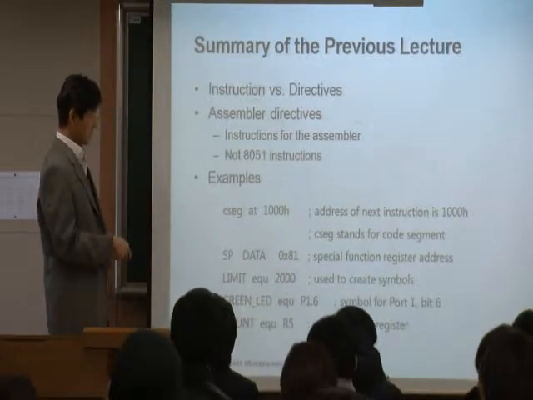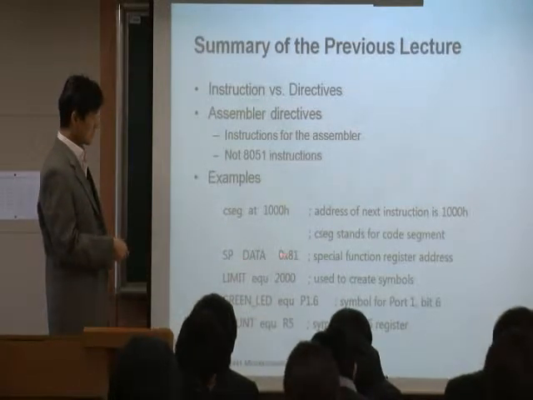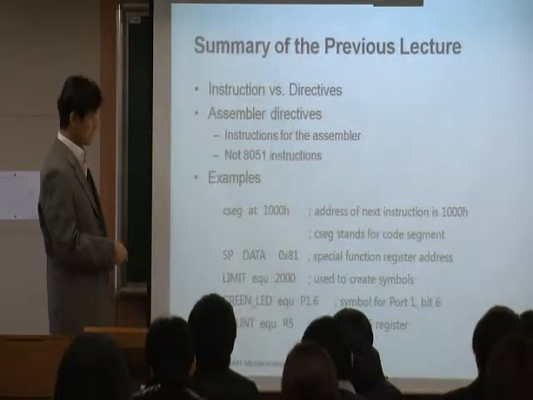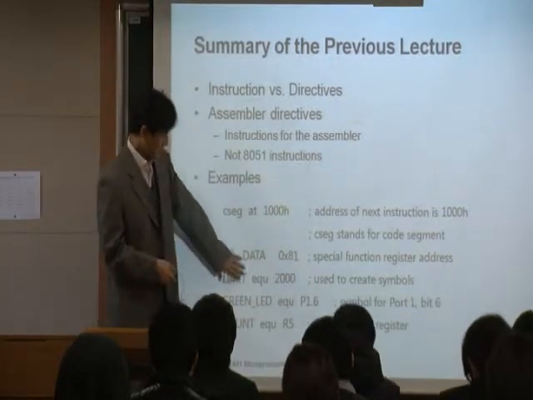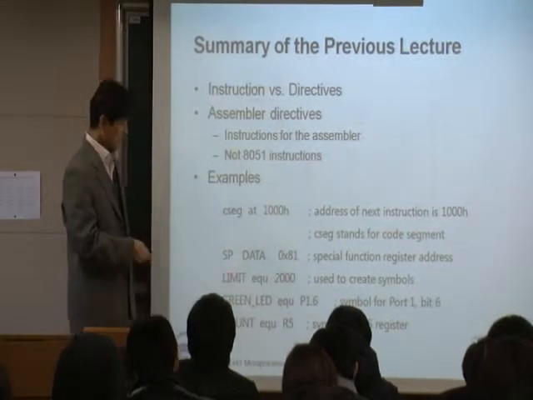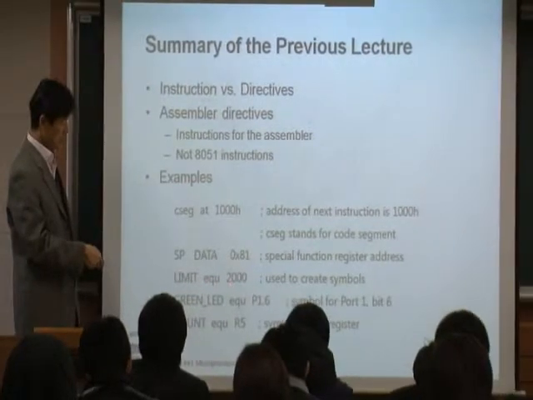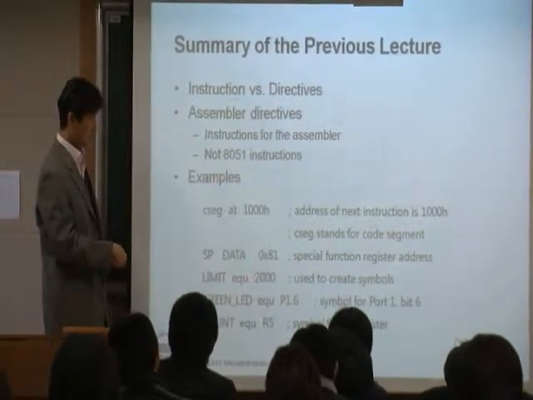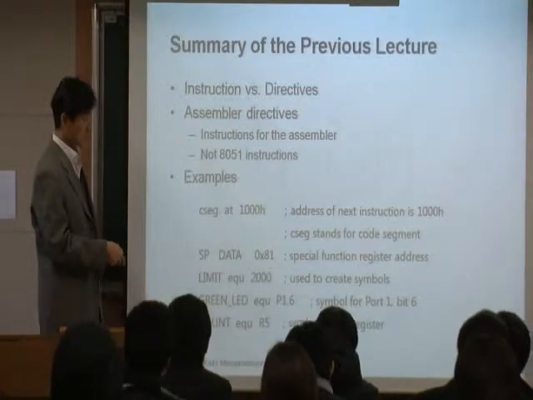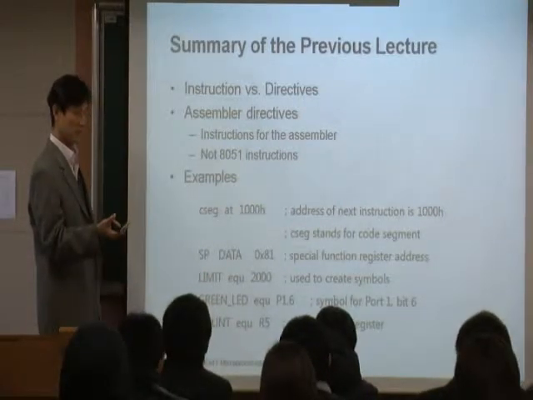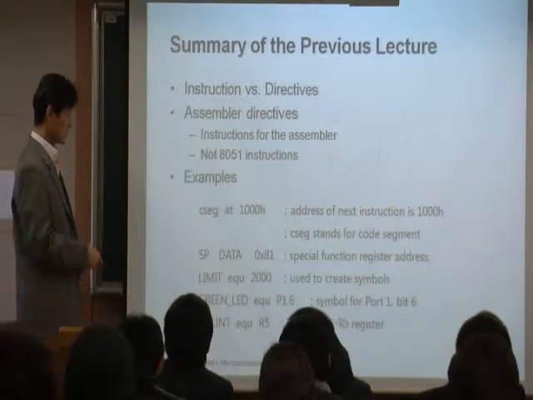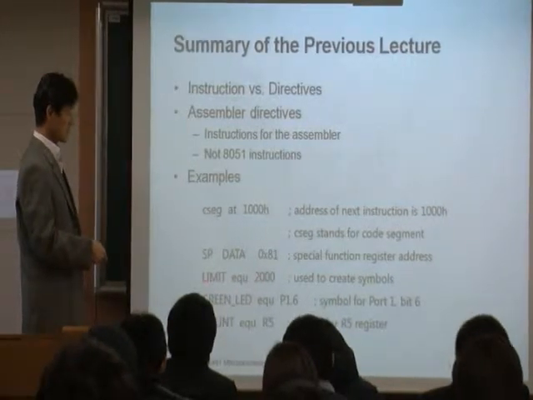SP data 0x81. This one also means that SP means 0x81. And this one also, limit is the name of a constant. Okay? So limit equals 2000. That's what it means. So these are not really instructions. We are not really moving any value, or adding something. This is just a definition.